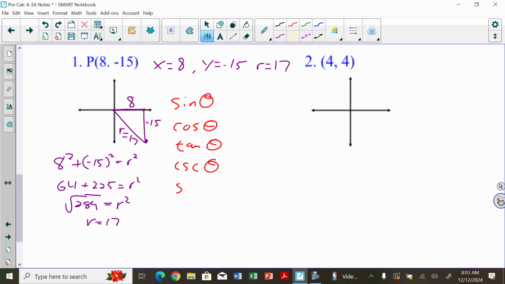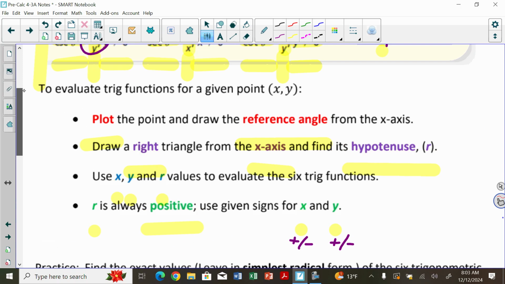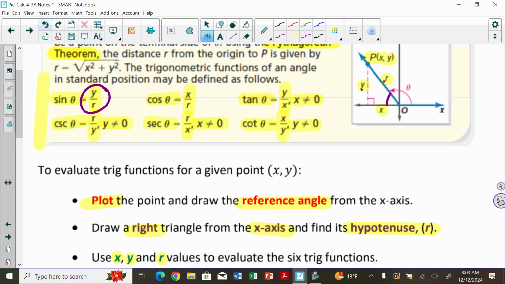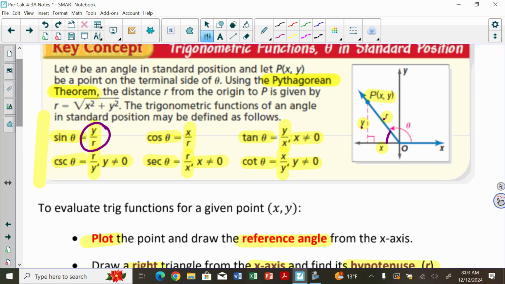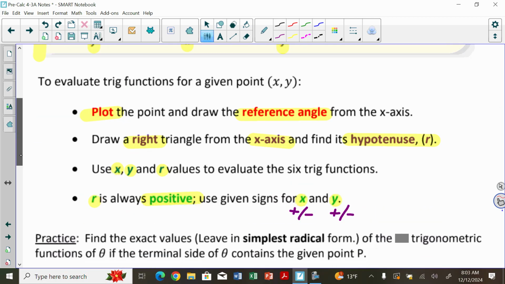SOHCAHTOA, or I can use the values I have, right? I can use the x, the y, and the r. So sine, if we're talking about this angle, would be opposite over hypotenuse. So opposite, negative 15 over 17. And again, that's the same thing as saying y over r, which we talked about up here. So you can use these values right here as well, whatever helps you.